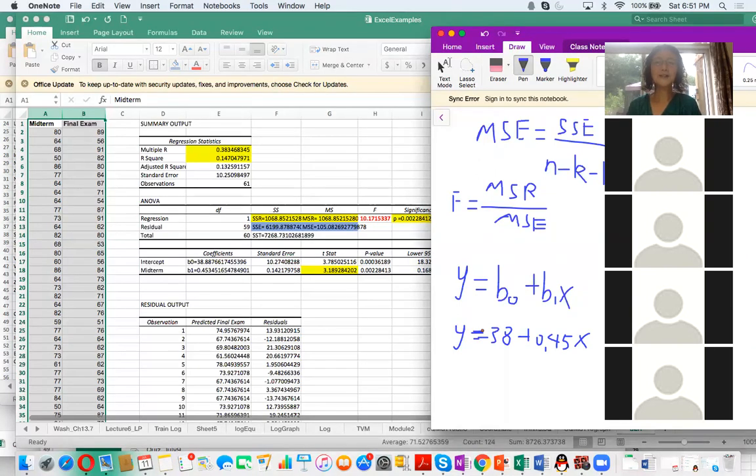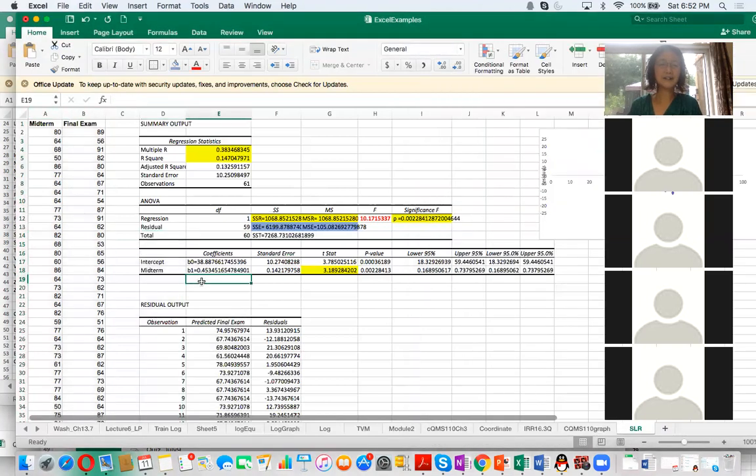Once you have this equation, you can make predictions. For example, if one student's midterm is 65, what can you predict for this student's final exam? You use this formula. So let's predict a student's final exam based on the midterm. I will do the prediction here: y equals B0 plus B1x, where this student's midterm is 65.